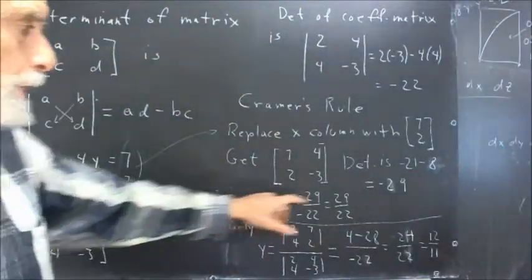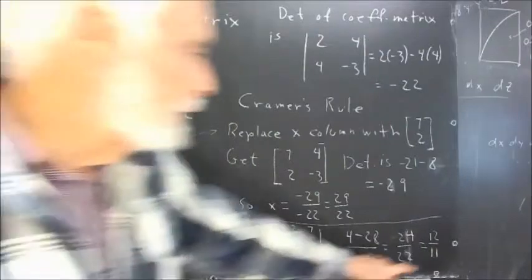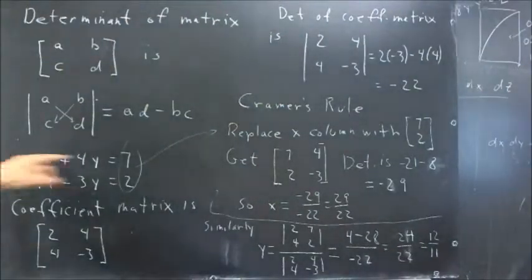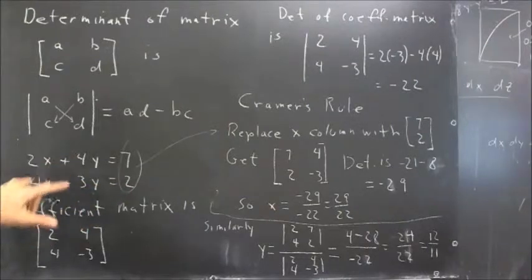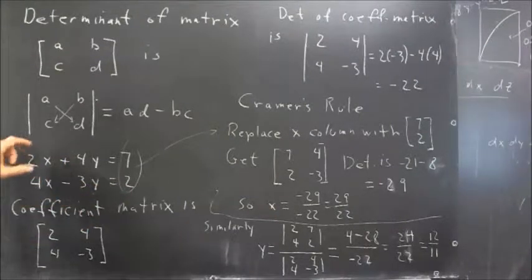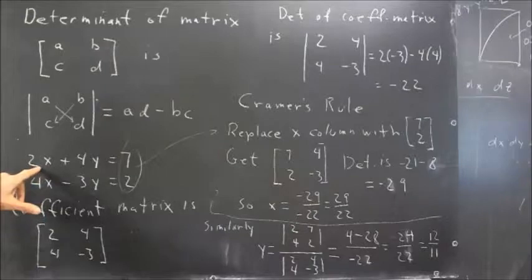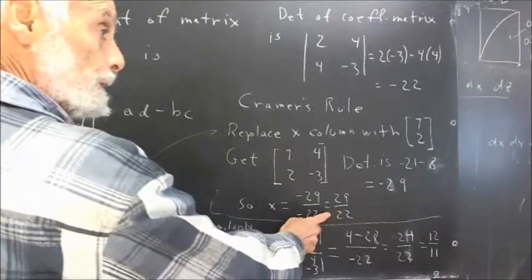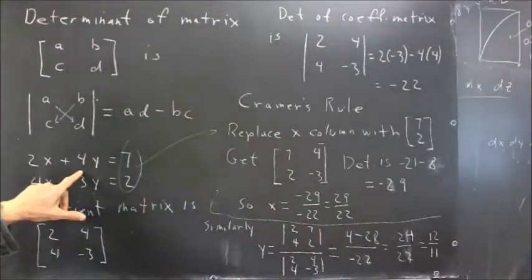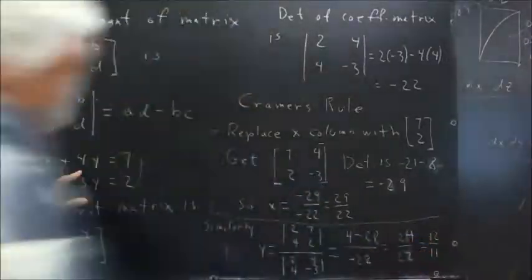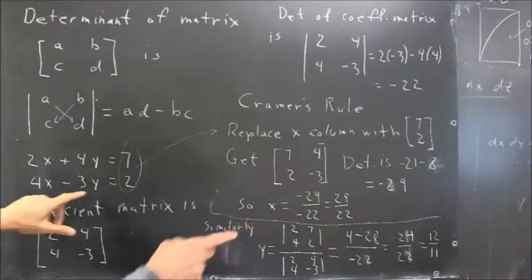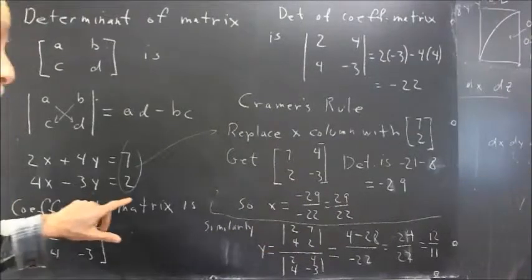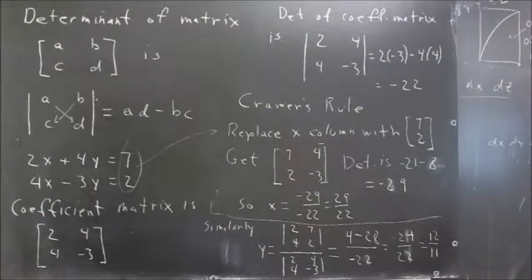We can substitute this value of x and this value of y back into the first equation and into the second equation and check the equations. If we do that, we find that everything checks. 2 times this value of x added to 4 times this value of y gives us 7. And 4 times our x value and 3 times our y value gives us 2. This is a scheme of Cramer's rule.